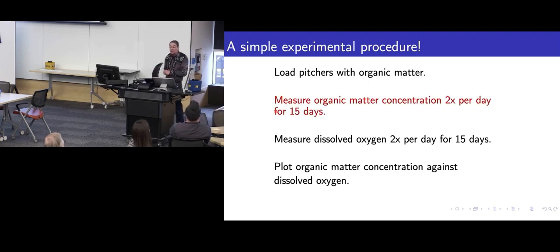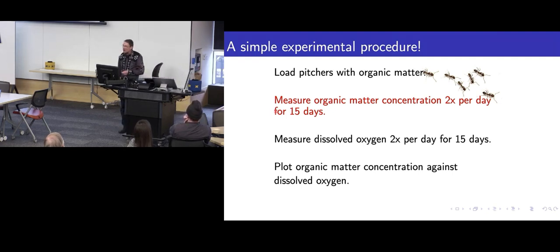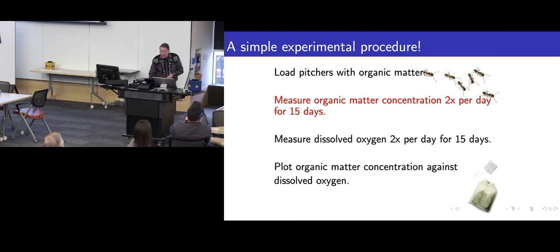We need to be able to measure the organic matter concentration twice a day for 15 days. It's coming from ants, so we thought, well, we could just fish them out and reweigh them. That wasn't working, so we used our wasp chow. We even came up with this little tea bag arrangement where we would steep it in the pitcher plant for a couple days and bring it out. Nothing was working.